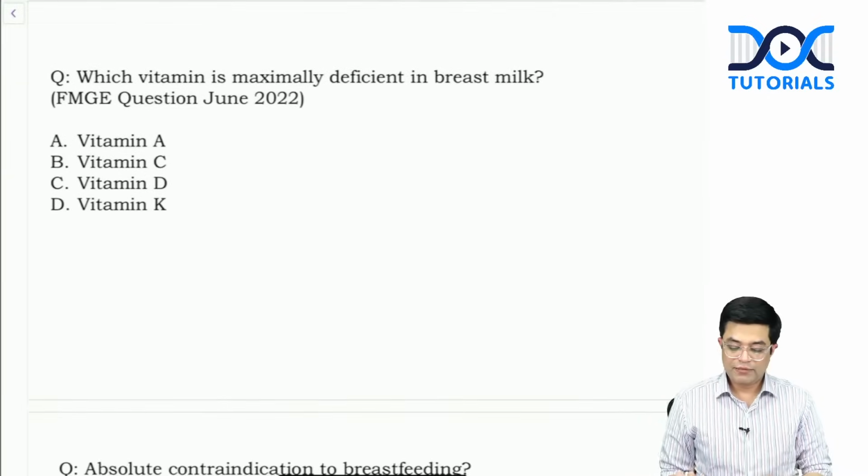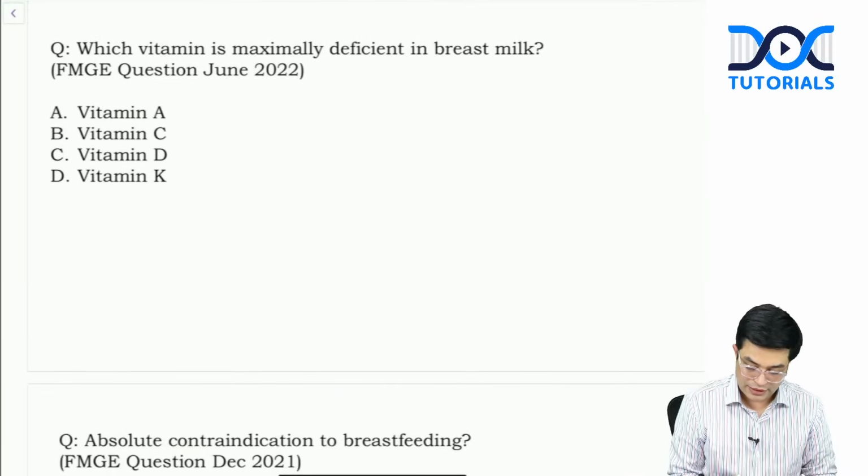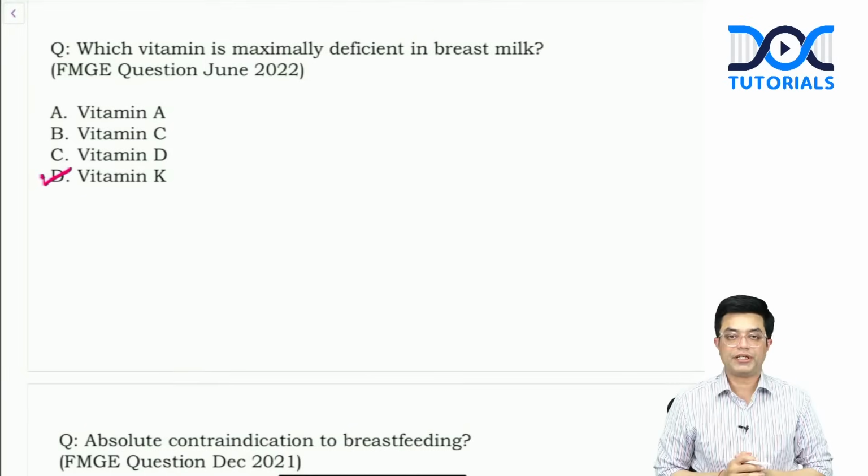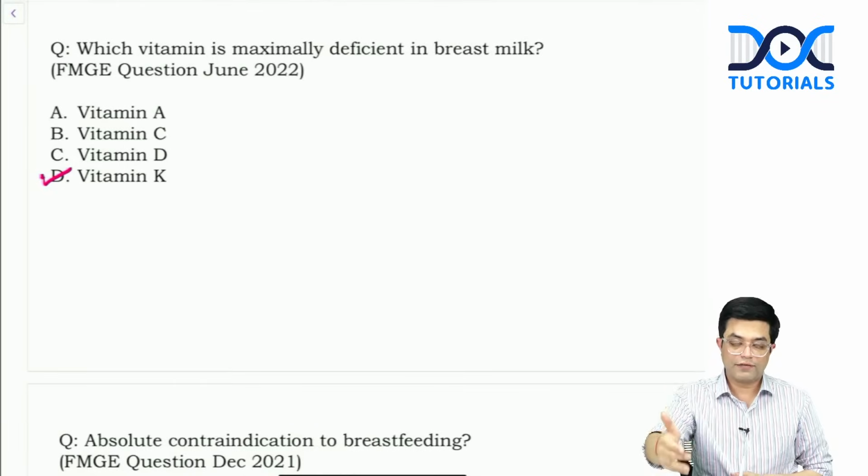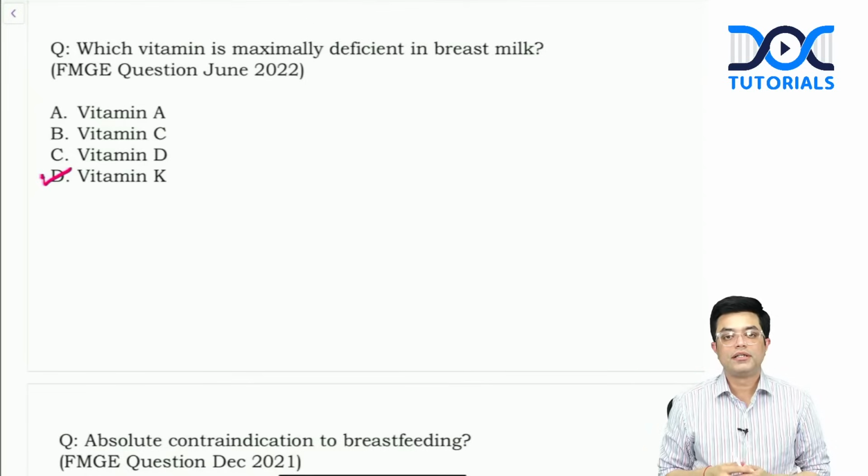Which vitamin is maximally deficient in breast milk? It is vitamin K, which is maximally deficient in breast milk. इतना deficient है that child can develop hemorrhagic disease of newborn, and a particular intervention has been devised. Government of India says all children at delivery after birth they should receive 1 dose of vitamin K because it can be lethal to the child.